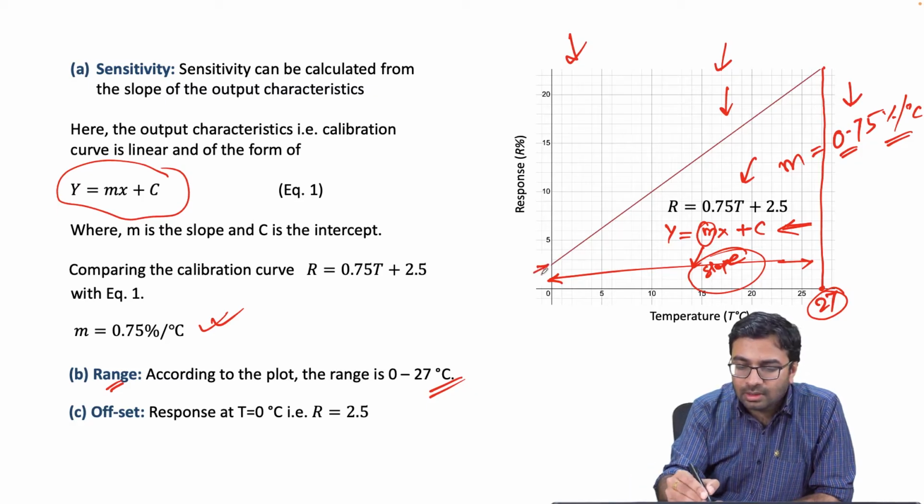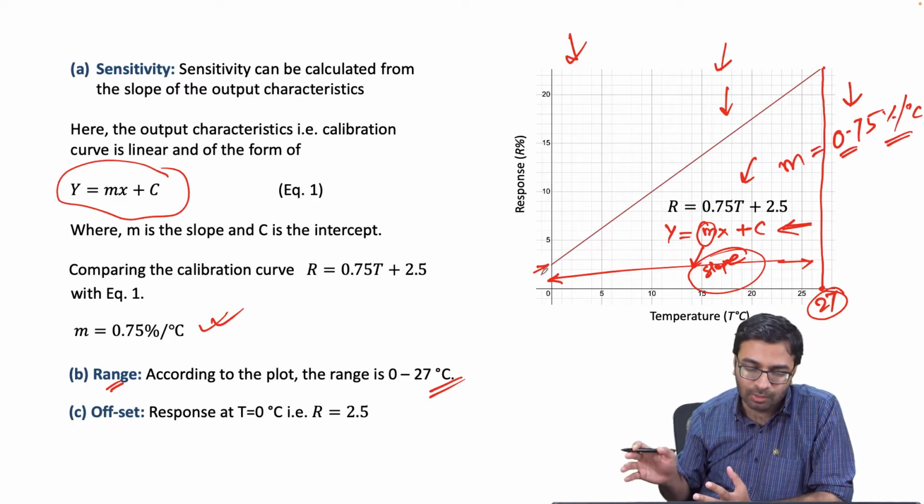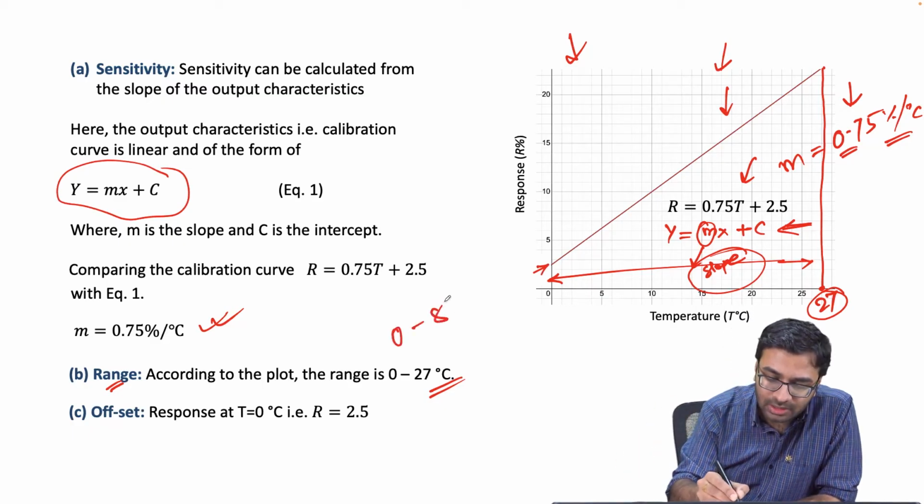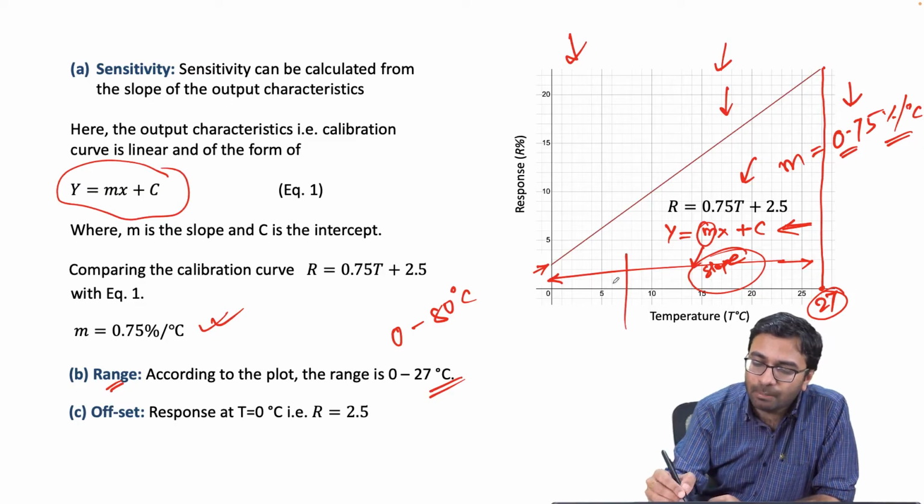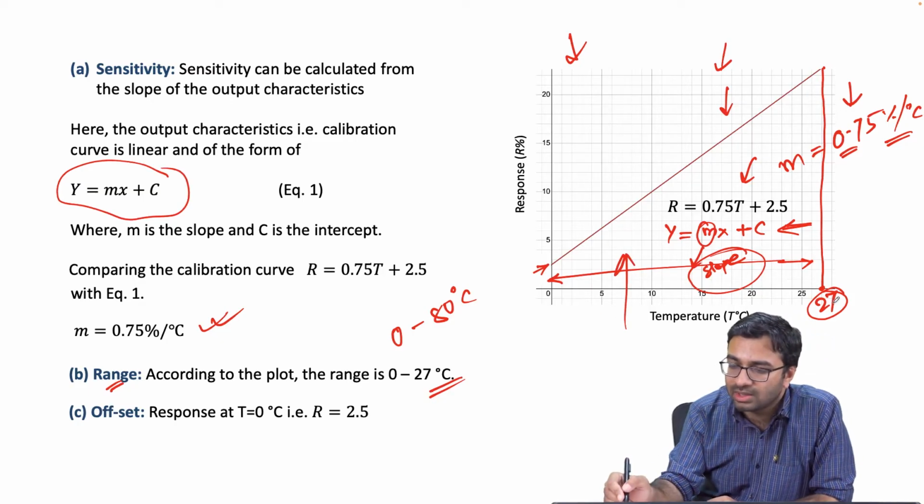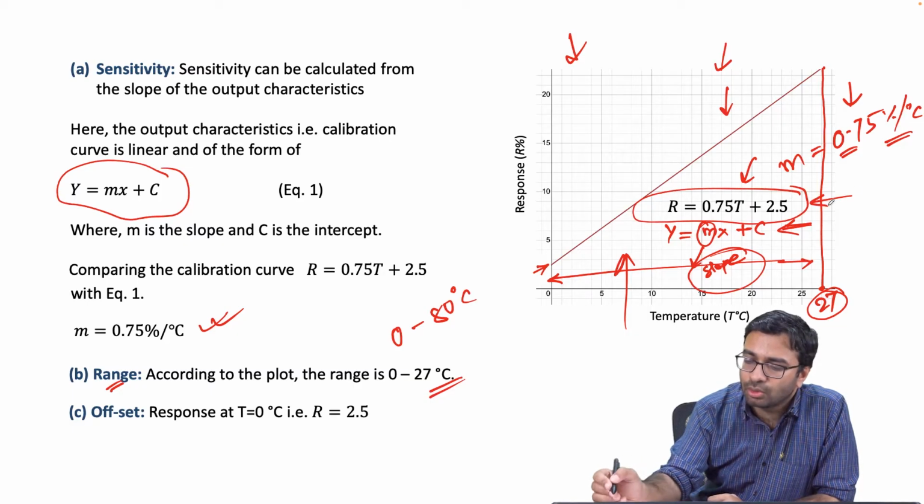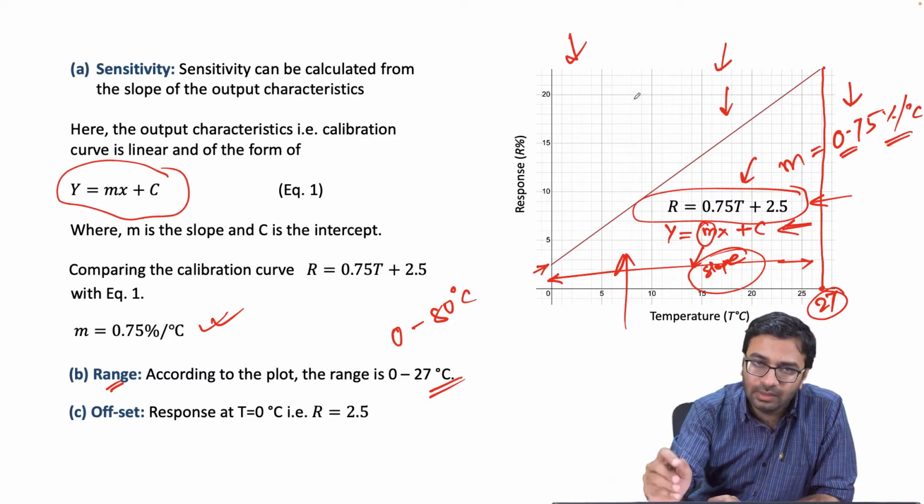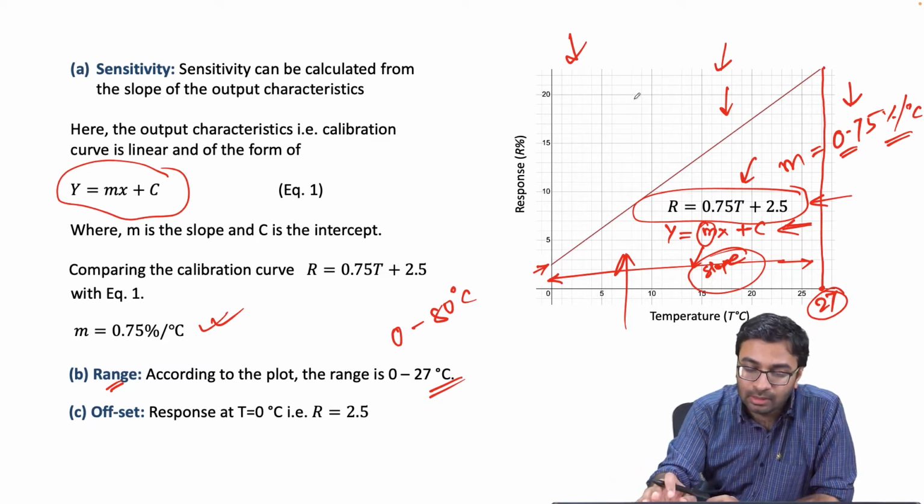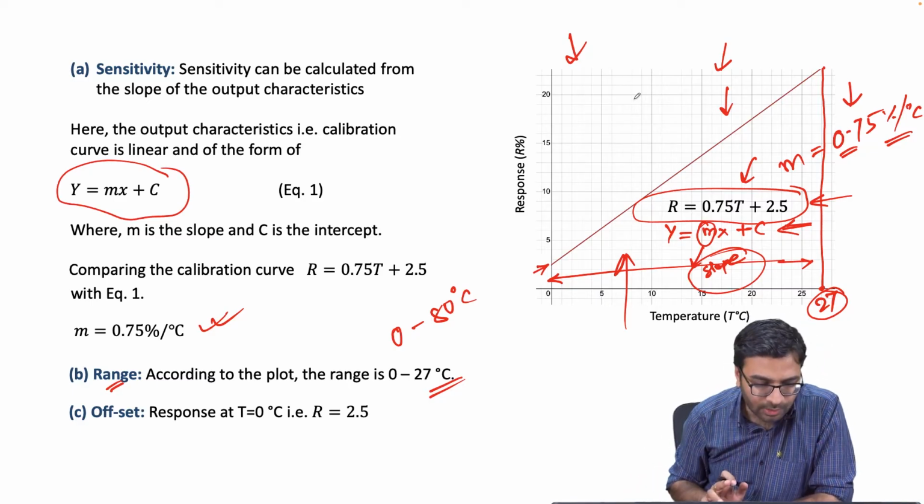This is how you can decide what is the range of the sensor, until and unless it is explicitly mentioned in the data sheet somewhere. The range can be 0 to 80 degrees centigrade, but one can only give you the plot between 0 to 27 degrees centigrade, because you know the calibration curve follows this equation. So you can figure out the values without the curve also. That is possible, but if it is not given, then from the plot only you will be able to understand what the range is. Okay.